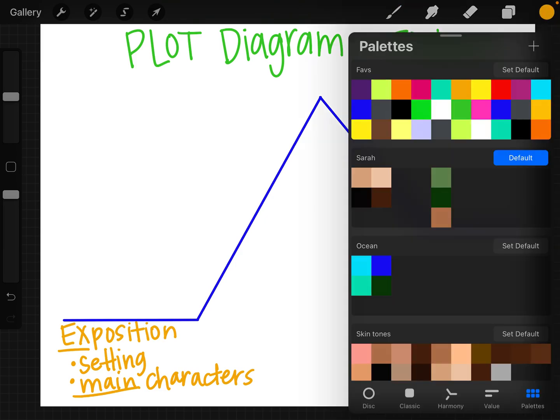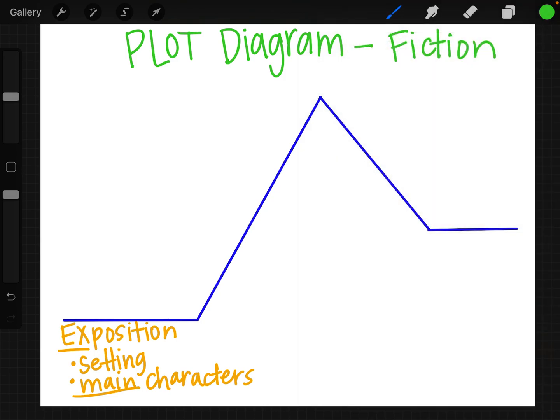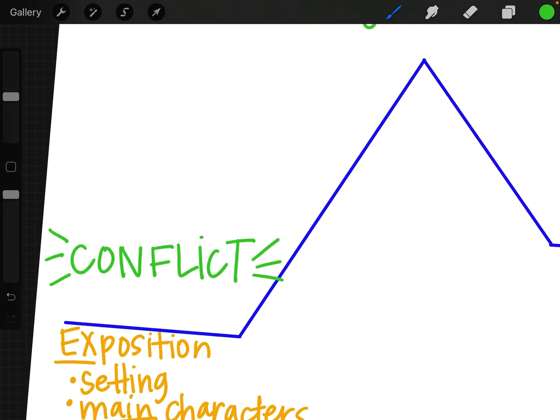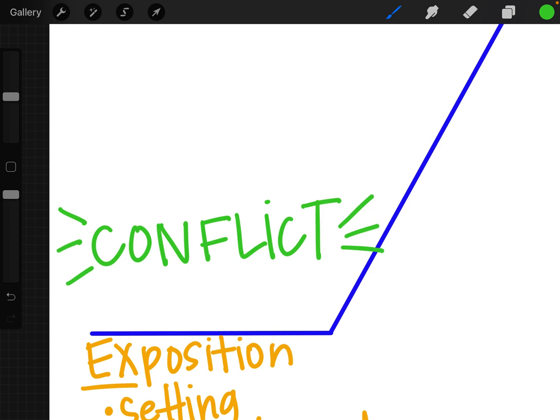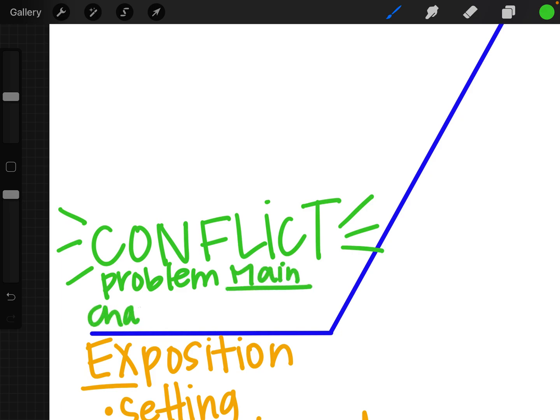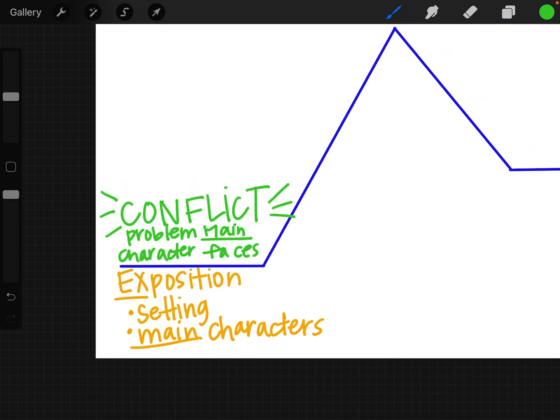All right, y'all, this next part of our story happens right after we meet the main characters. It is not too far after you meet the main characters in the setting that we come upon the conflict. Okay, go ahead and write out conflict. All right, this is the problem that the main character or characters face. Okay, write that down, pause it, whatever you need to do.